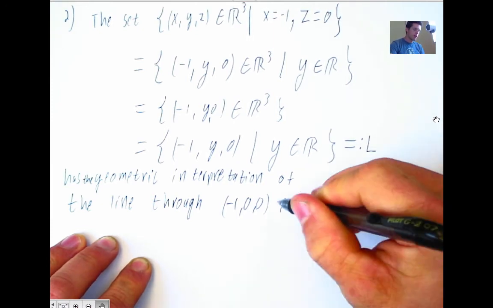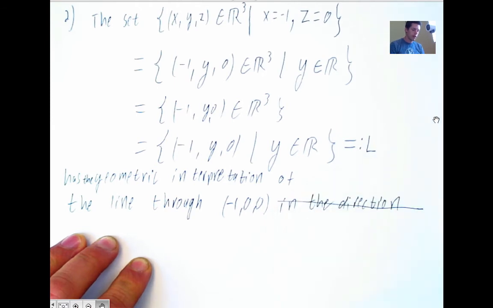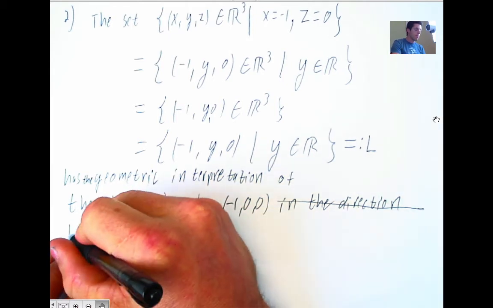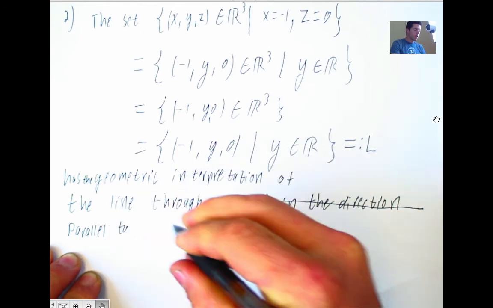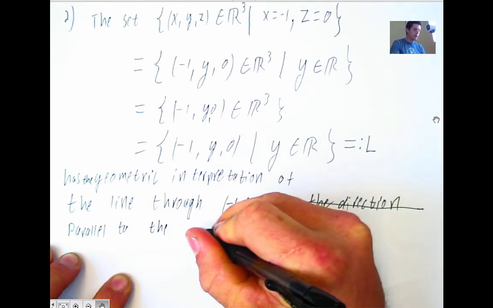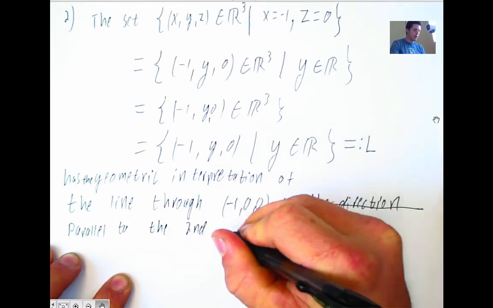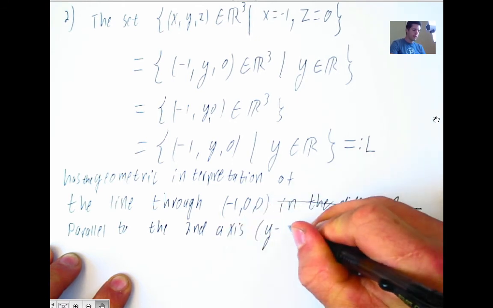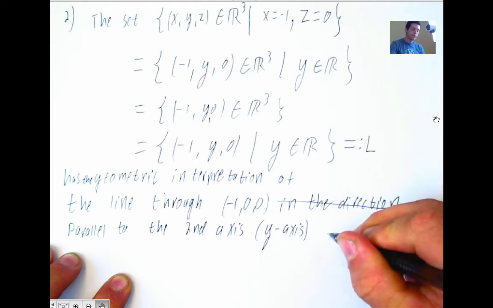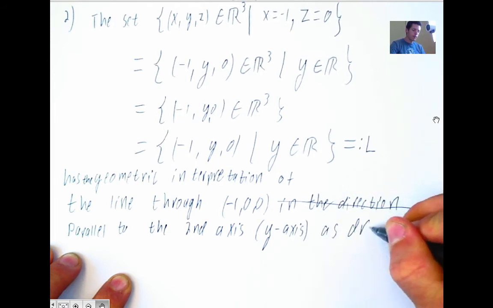No, I don't want to say in the direction. Actually, lines are not directed. They don't have a direction associated with them. So what should I say? The line through... Oh, yeah. Parallel to the second axis, what you might call the y-axis, as drawn below.